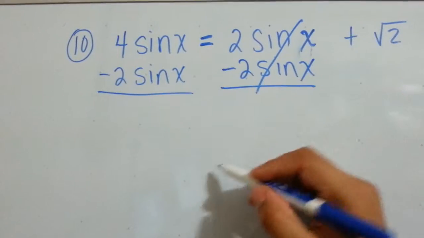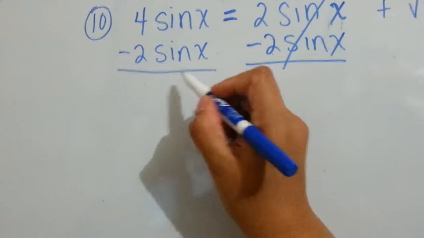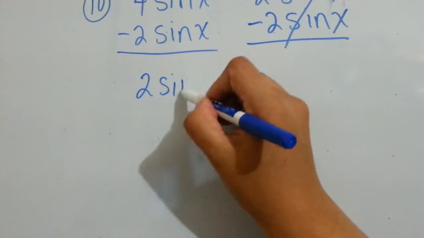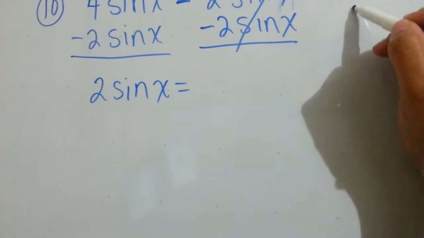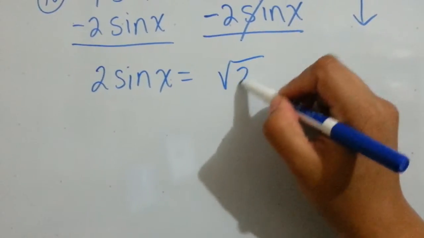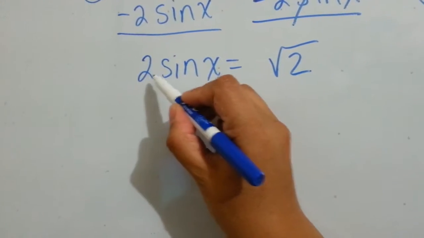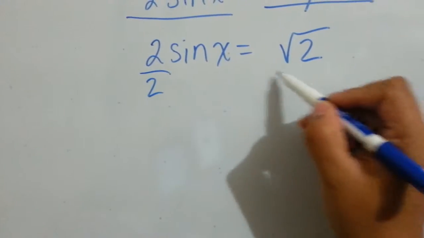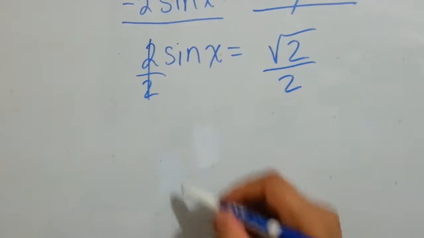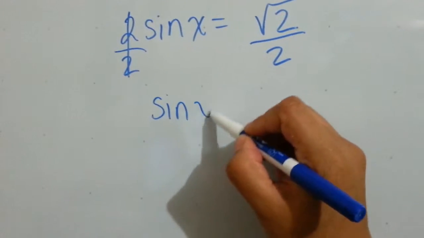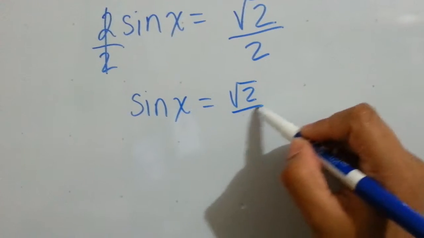This cancels. 4 sine x minus 2 sine x, you have 2 left over. And that equals, you have this left over, so square root of 2. And since we're solving for this, we have to get rid of the 2, so we'll divide it out. And we have that sine x is equal to root 2 over 2.